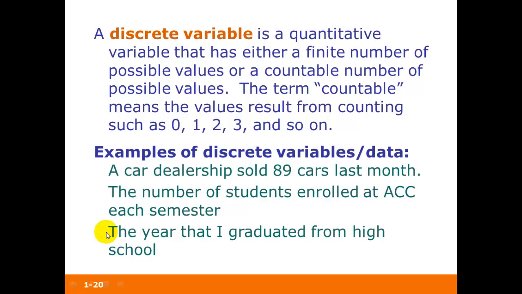Another thing about discrete variables is that there are gaps between the values. So if we talk about the year that I graduated from high school, between say 1996 and 1997, there would be a gap. We couldn't, or in this case we wouldn't say 1996.7. It's not something that we would be measuring. So there would be a gap between each year.